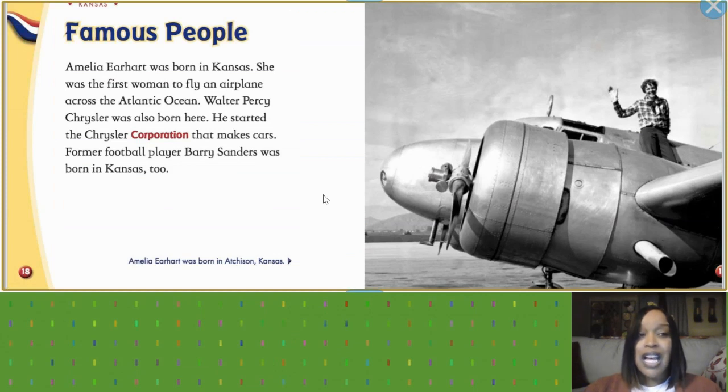Famous people. Amelia Earhart was born in Kansas. She was the first woman to fly an airplane across the Atlantic Ocean. Walter Percy Chrysler was also born here. He started the Chrysler Corporation that makes cars. Former football player Barry Sanders was born in Kansas too. Amelia Earhart was born in Atchison, Kansas.